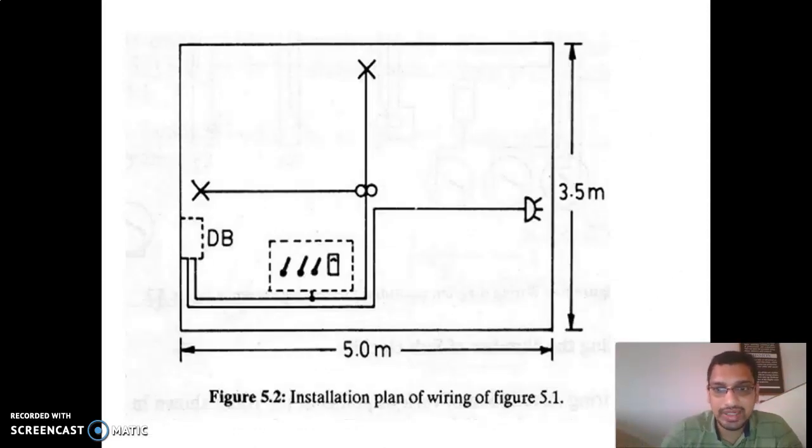This is the installation plan, the wiring plan. It is the same diagram, consisting of a DB, the main switchboard, one fan point, two lamp points, and one power plug. The dimensions are also the same, 5 meter length and 3.5 meter width.